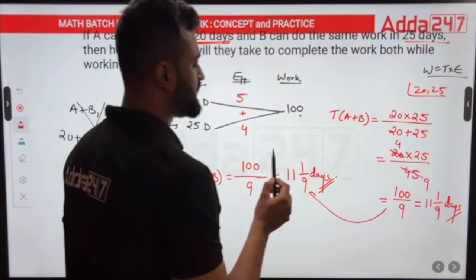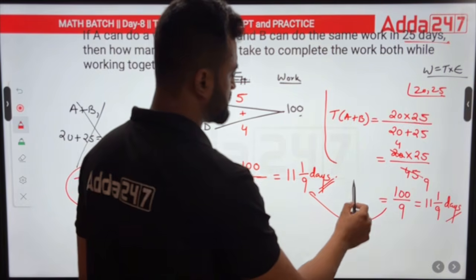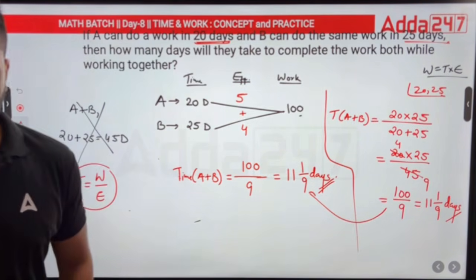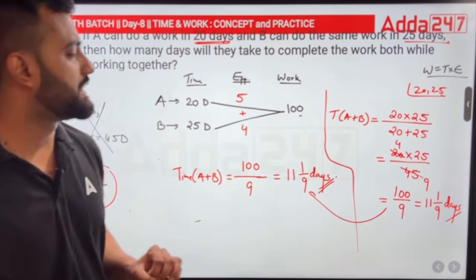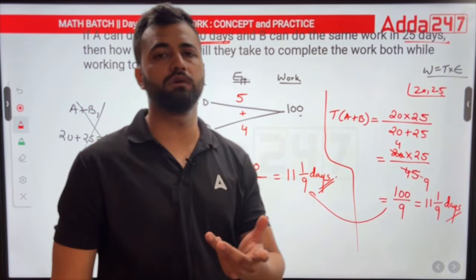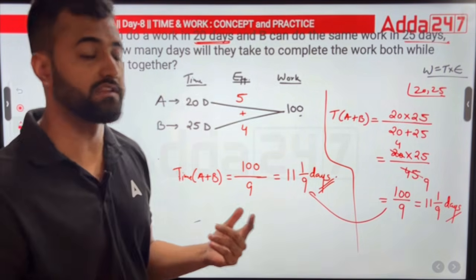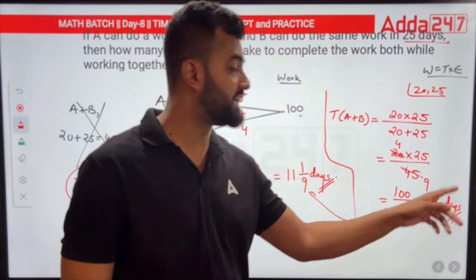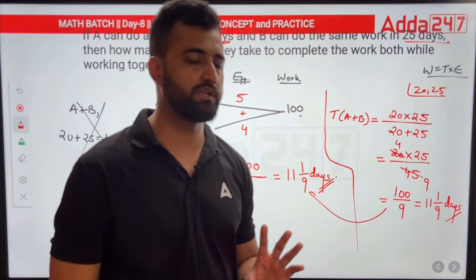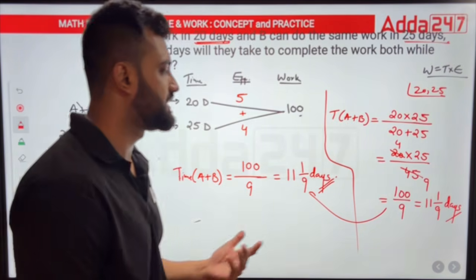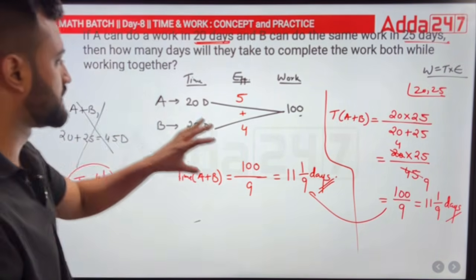So you can use this particular trick when there are 2 persons. But this trick will not work when there are 3 persons. So in 3 persons, do not do it like this: multiply 3 numbers, then add 3 numbers. No, it's not like that. The formula is a bit different. That is why I ask you to rely on the LCM method.